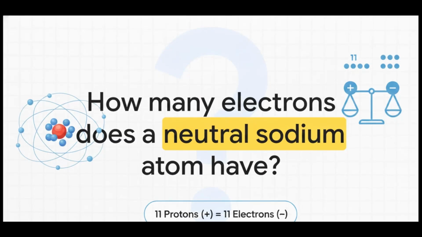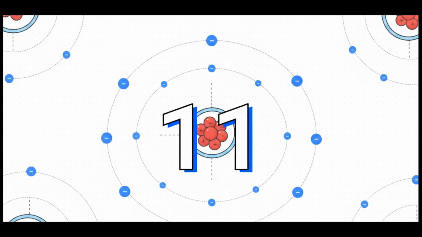Last one, question 3. How many electrons does a neutral sodium atom have knowing it has 11 protons? Remember the golden rule about electrical balance. Yup, it's 11 electrons. To be perfectly neutral, those 11 positive protons in the middle must be perfectly balanced by 11 negative electrons zooming around the outside.